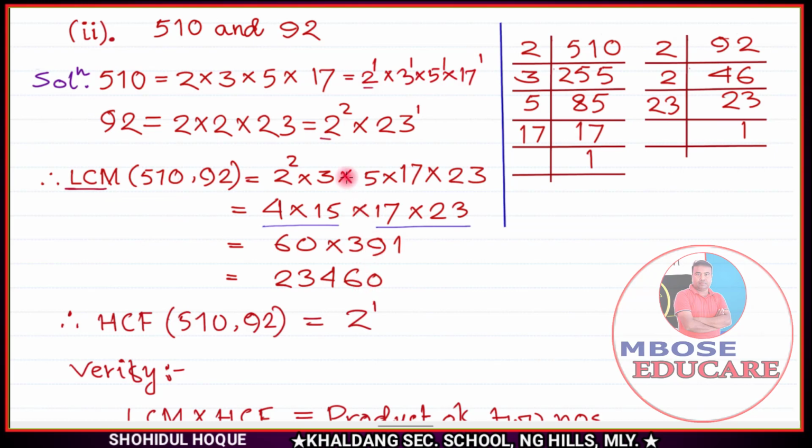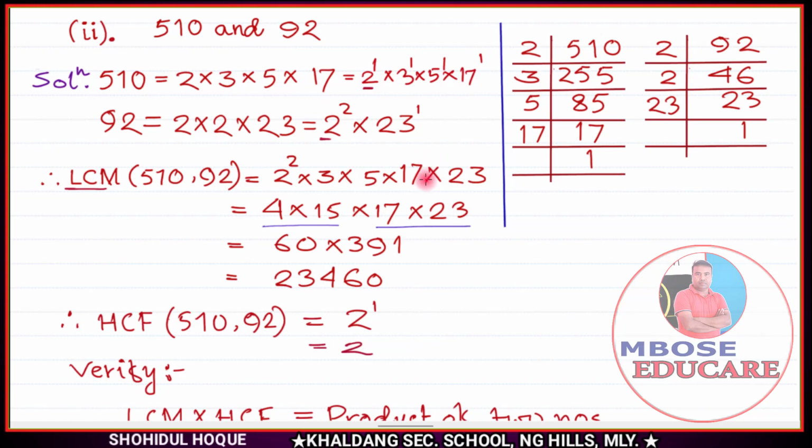Now we have to find out the HCF. As we know, HCF means the number which is common in both, but with the lowest power. See, only 2 is common in both 510 and 92 in the prime factor list. 2 is present here also, and here also. But out of these, which 2 do we have to take? Remember it. While finding the HCF, we have to take the smallest power of the common number. So the smallest power is 2 to the power 1. So the HCF of 510 and 92 is 2 to the power 1, which means 2. Alright.